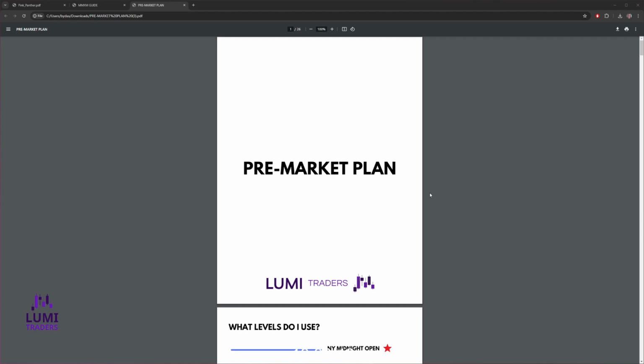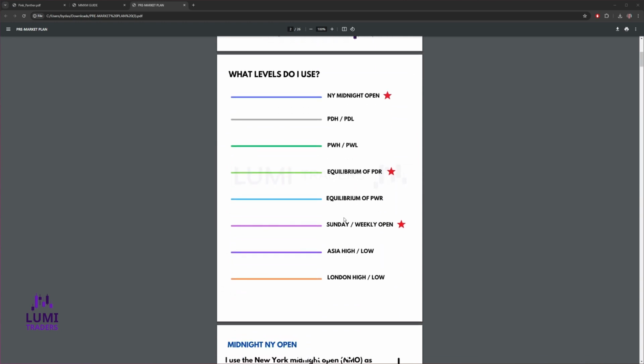Hello guys! Today I want to talk about how I build a pre-market plan using ICT concepts. Okay, let's start with what levels I usually use, what levels I have on my chart every single day.